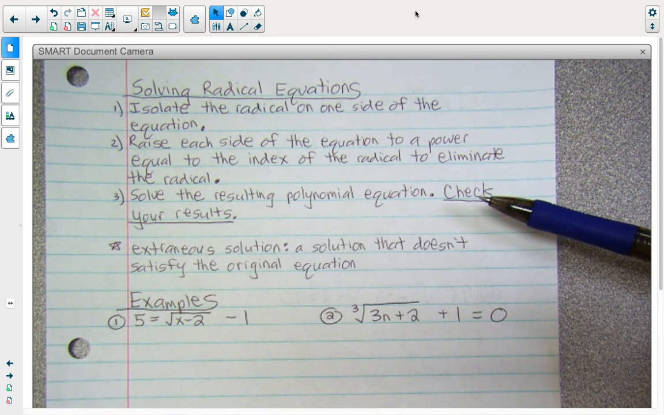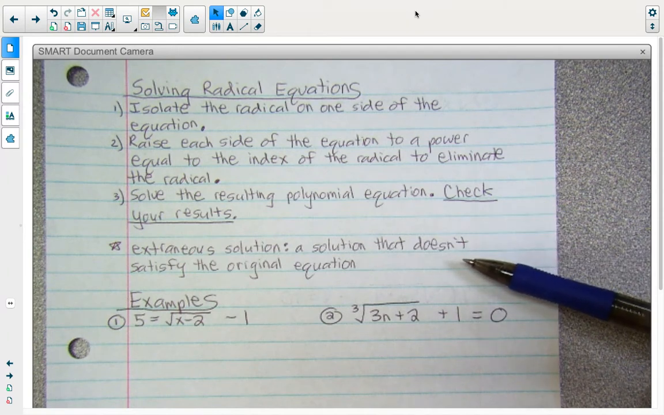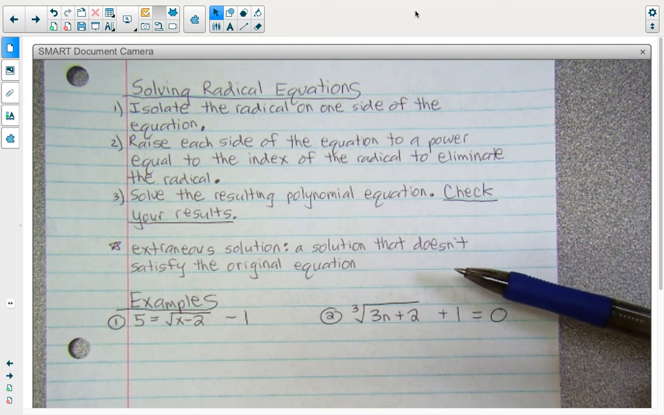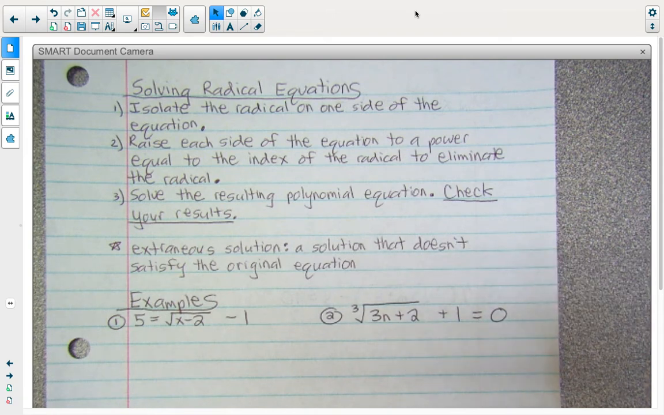The reason checking our results is so important is because we might run across something called an extraneous solution. And that means when we take that answer and substitute it back into our original problem, it actually isn't going to work out. So we call that an extraneous solution. So we're going to go through and do several examples today. So we're going to be solving radical equations.